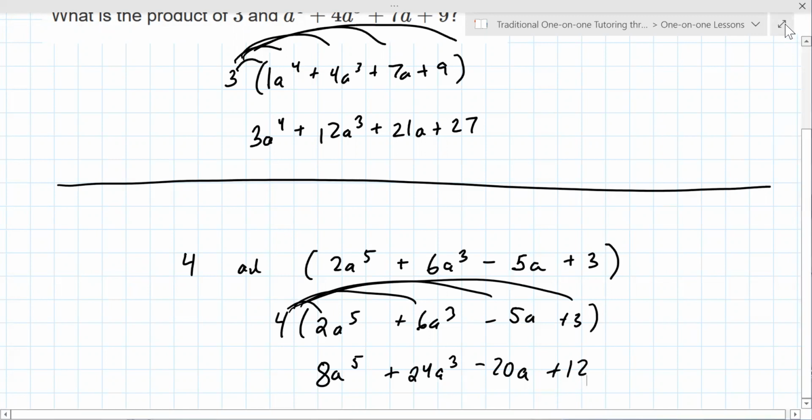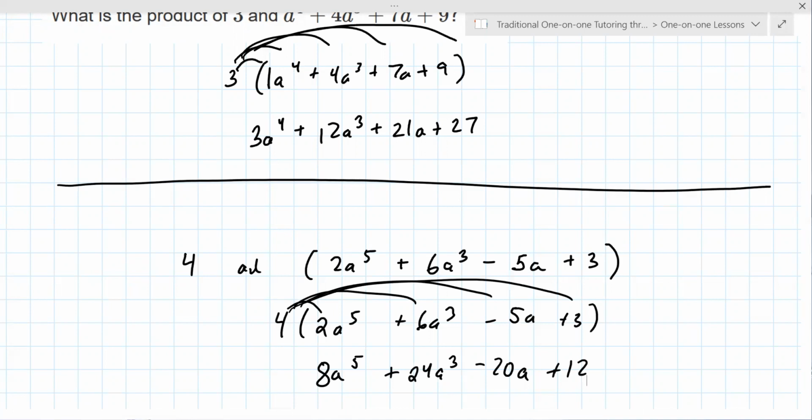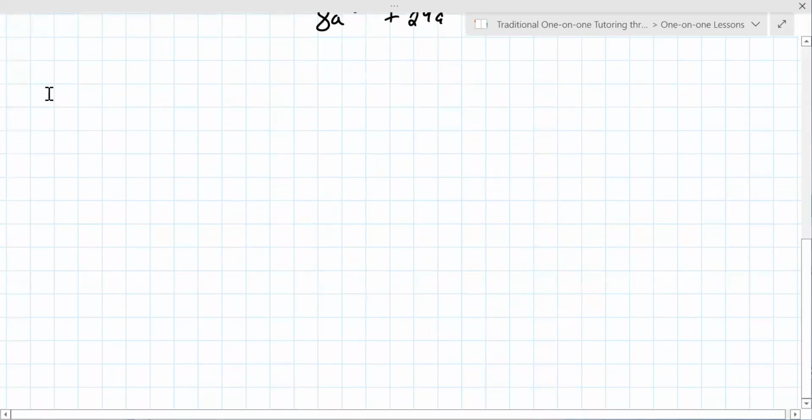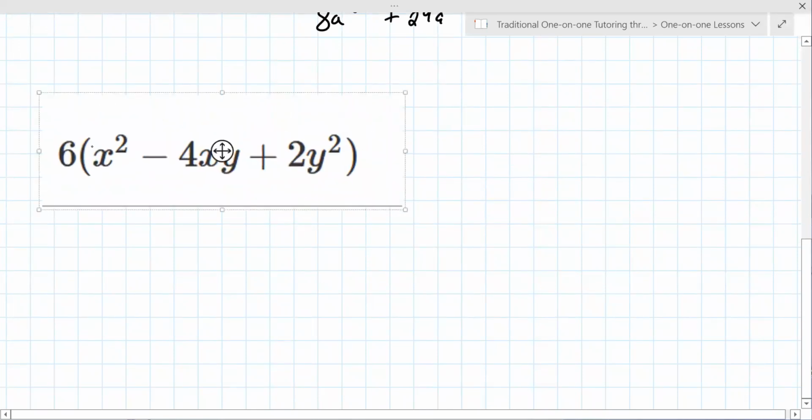Let's look at another problem here. Let's have you try, because this is really important. I mean, you've got to be able to distribute into each term. So let me grab another question here for us to look at. So we're going to distribute the 6 into everything. Now there's a 1 in front, then times -4, then times +2. Everything else goes with it.